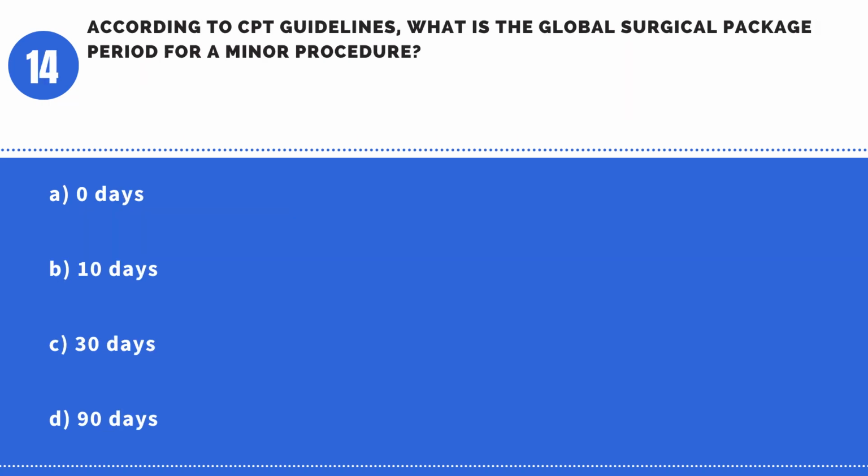Question 14. According to CPT guidelines, what is the global surgical package period for a minor procedure? A. 0 days. B. 10 days. C. 30 days. D. 90 days.